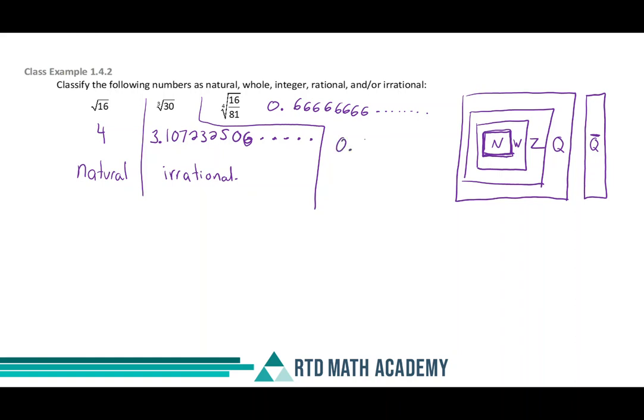I think you've also noticed in your notes that we could write 0.6 repeating with a line on top. This is not a natural number, a whole number, or an integer. It's in fact a rational number because it is a patterned or repeating decimal.